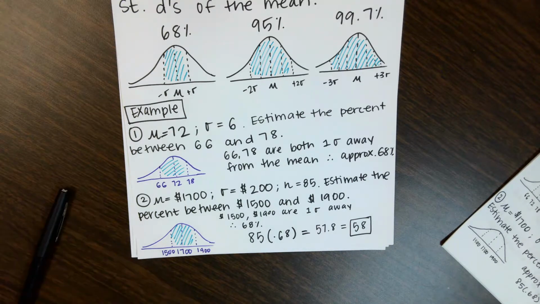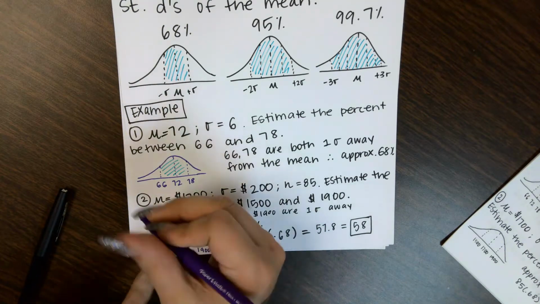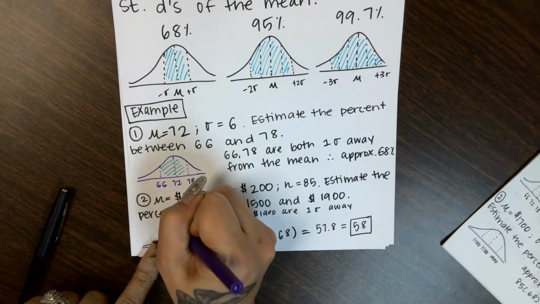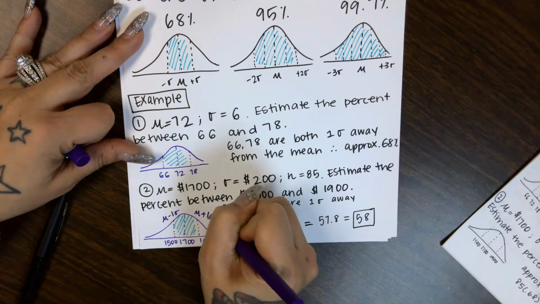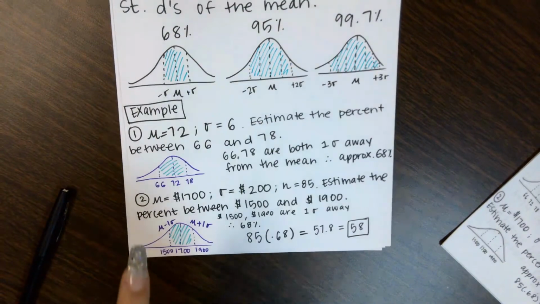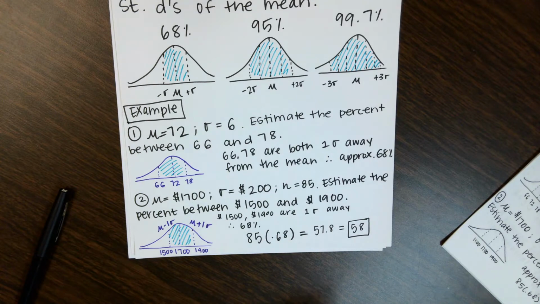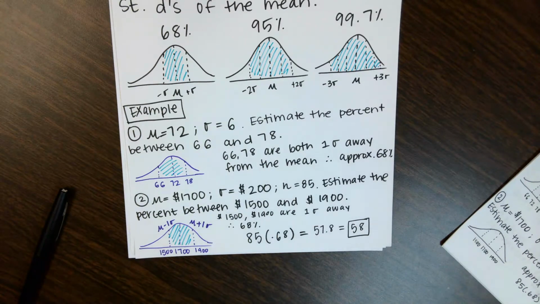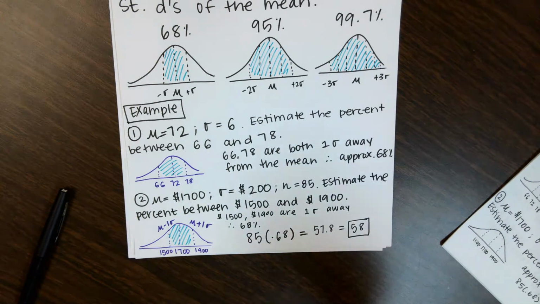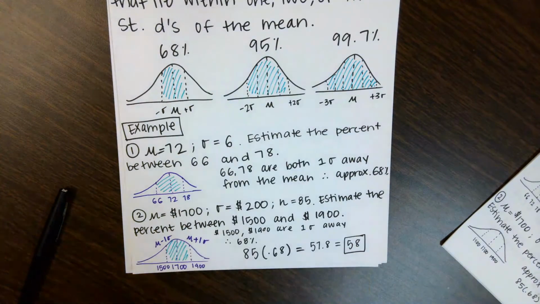Because both 1,500 right here was the mean minus one standard deviation, and the 1,900 was the mean plus one standard deviation, which is the 68%. Now say they told me to estimate the percent between $1,300 and $2,100. I'd have scooted over one more standard deviation and be highlighting a little bit more area. Now I'd be dealing with 95%. So then the last step I would do is, what's 95% of the 85?